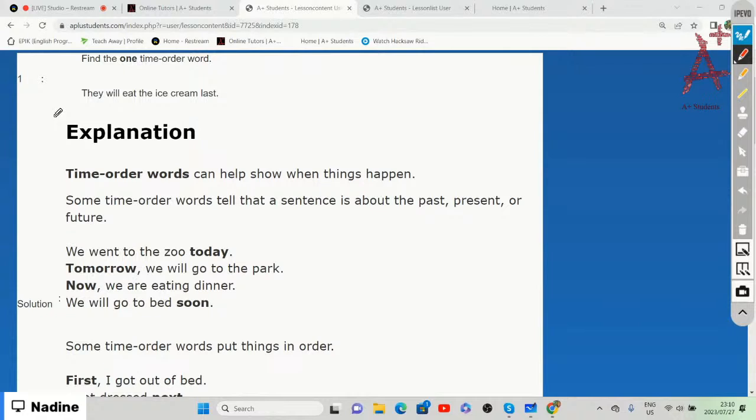And remember, we said time order words can show us when things happen. So in this case, they will eat ice cream last. When will they eat ice cream? And then the answer would be last. So last is our time order word. It tells us when things are happening. It tells us when they are having ice cream.